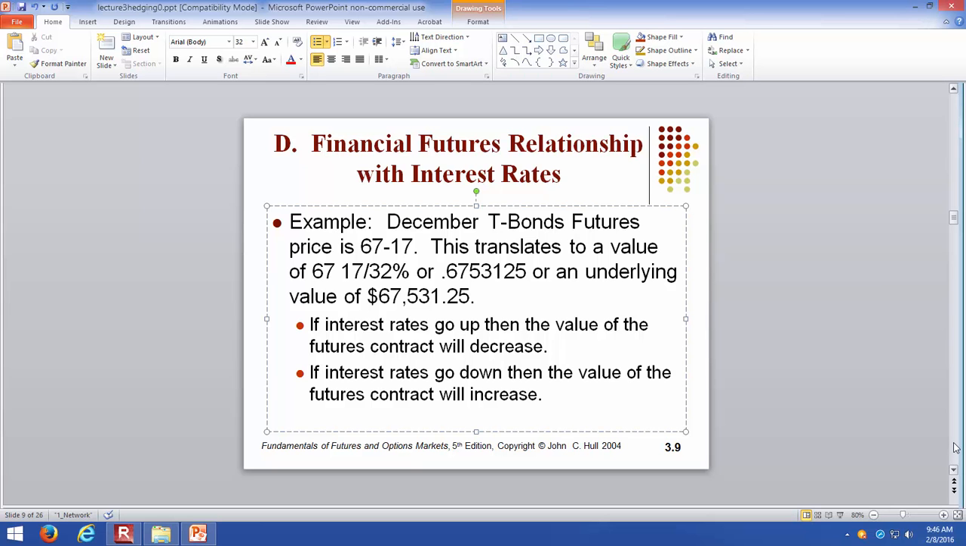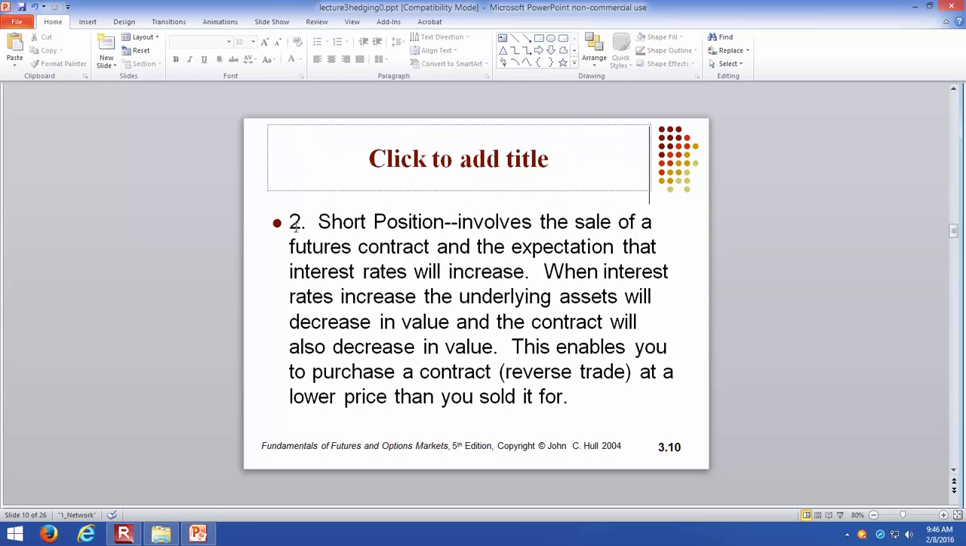And the reason why we say that is because, from previous finance courses, we know that interest rates and bond prices move in opposite directions. So as interest rates go up, the price of the bond will go down, and because of that, the futures price will also go down. Okay. Now, a short position involves the sale of a futures contract and the expectation that interest rates will increase.